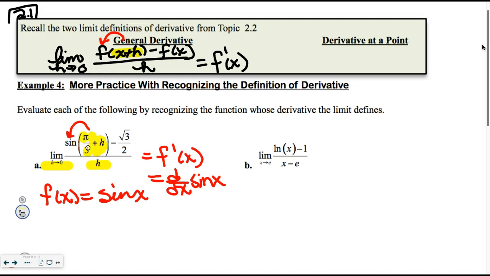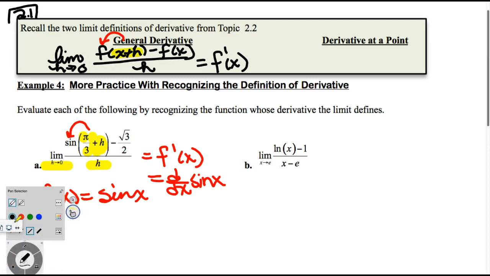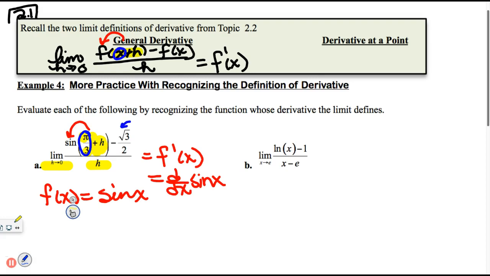But on this one, we're doing it at a specific place. I'm trying to color code things here for you. So this is when x equals specifically pi over 3. And remember, this is f of x plus h minus f of x, and sine of pi thirds is root 3 over 2. So this is the derivative of the sine function specifically when x is pi over 3. Now you don't really need to write it like that, but that's the formal way of writing it.